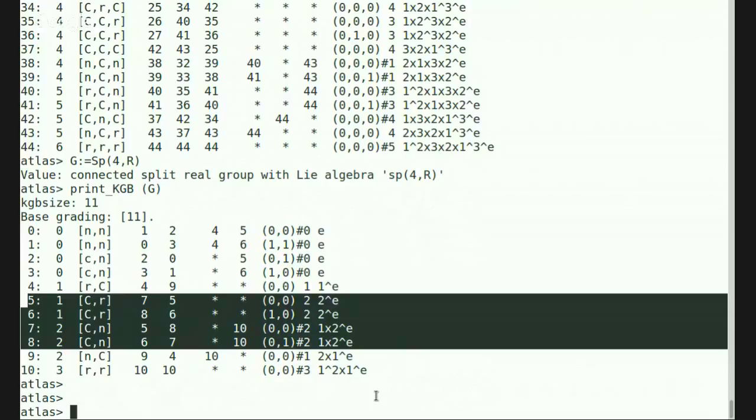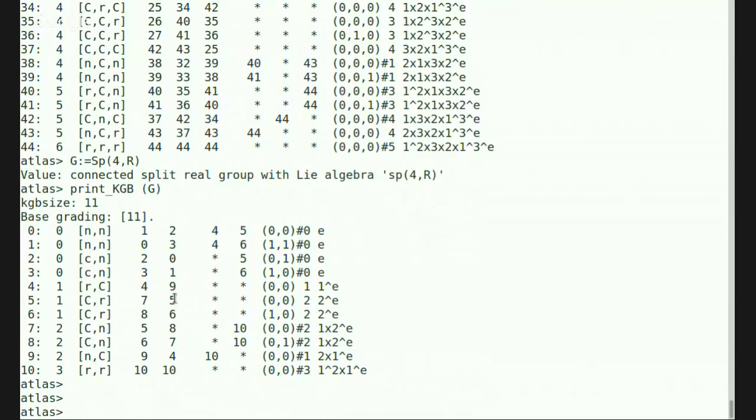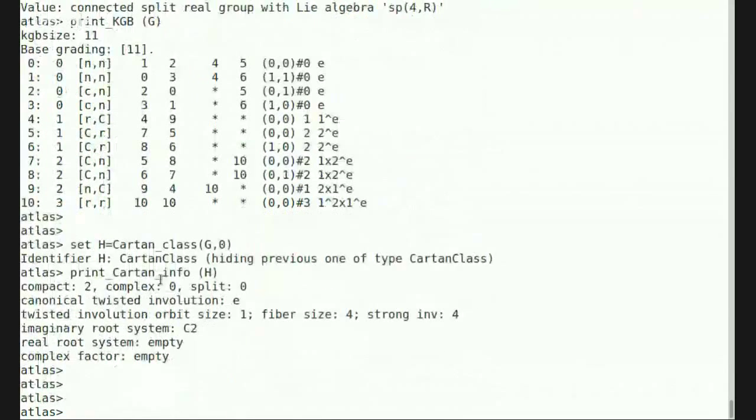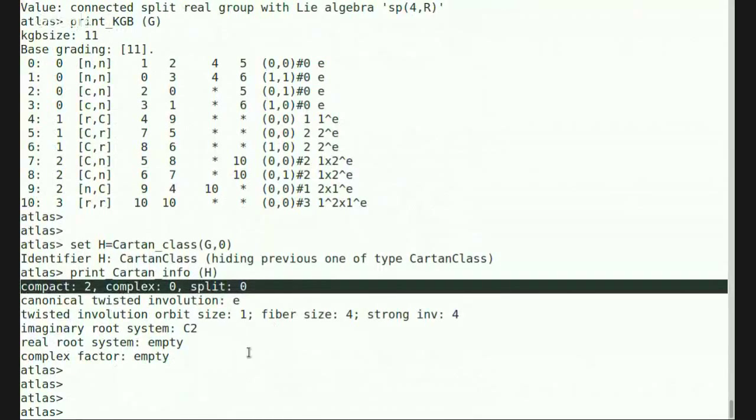So I think it's worth looking a little bit, just to tie all of this together, at the 4 different Cartans and the 4 different Weil groups. Okay, so let me show you what I mean. Let's set H equal to Cartan class of G number 0. And let's print Cartan info of H. So this is the compact Cartan right here. And there's some other information that I don't care so much about at the moment.